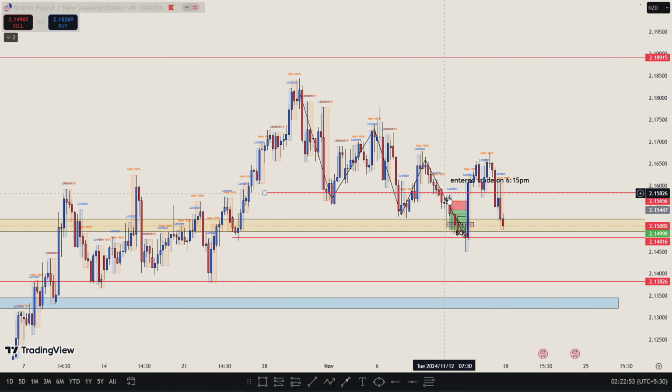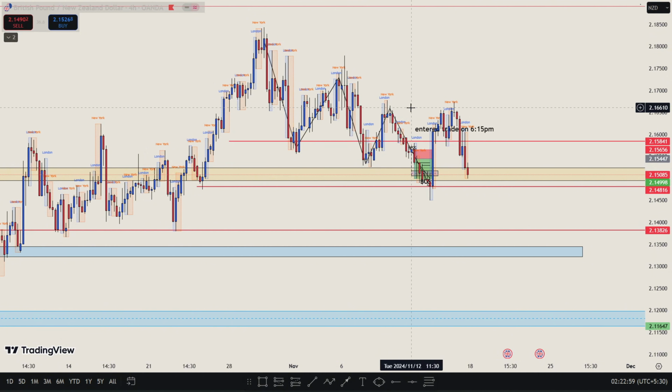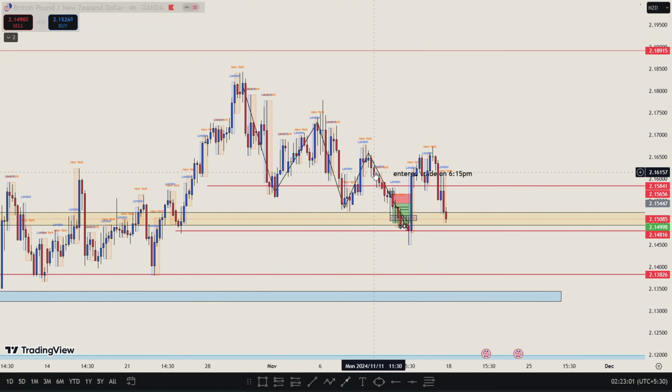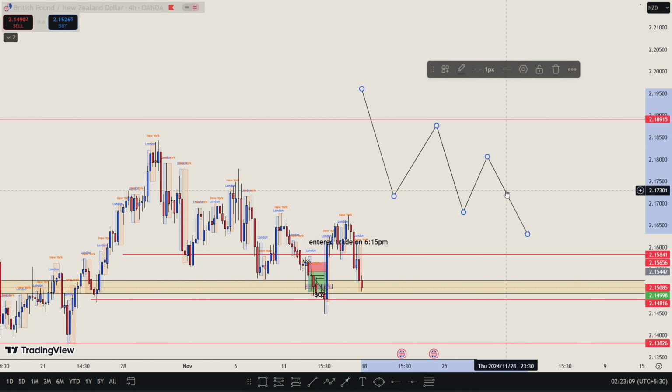So I was looking to take an entry over here, but I had missed the opportunity because it was not near my point of interest. Okay, so let's move this. As you can see, this is clearly a downtrend.